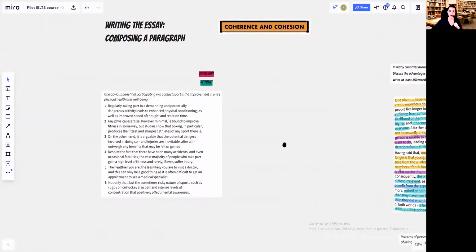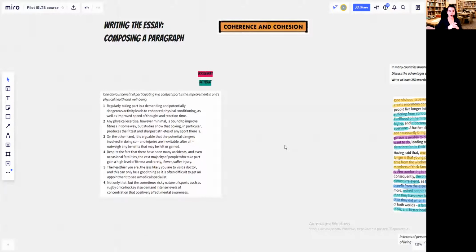So, first things first, I'd like to introduce a thing that's called a topic sentence. Now, each paragraph has to have a topic sentence that basically incorporates the whole idea of the paragraph in itself. Apart from the topic sentence, you will have to include some development. You have to develop the topic sentence in the paragraph that you're writing.